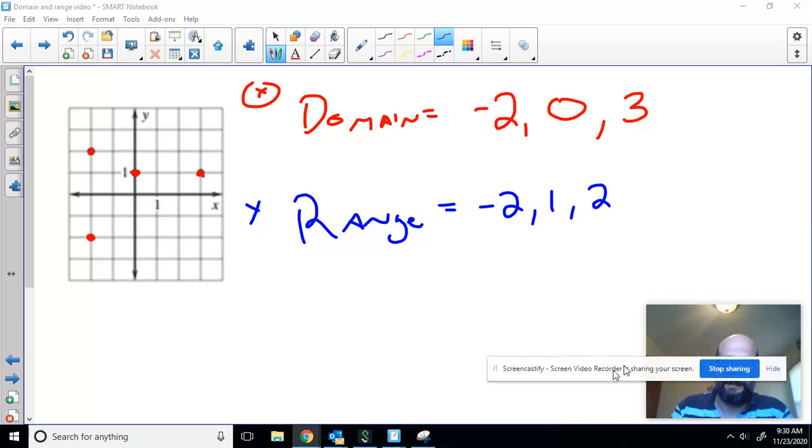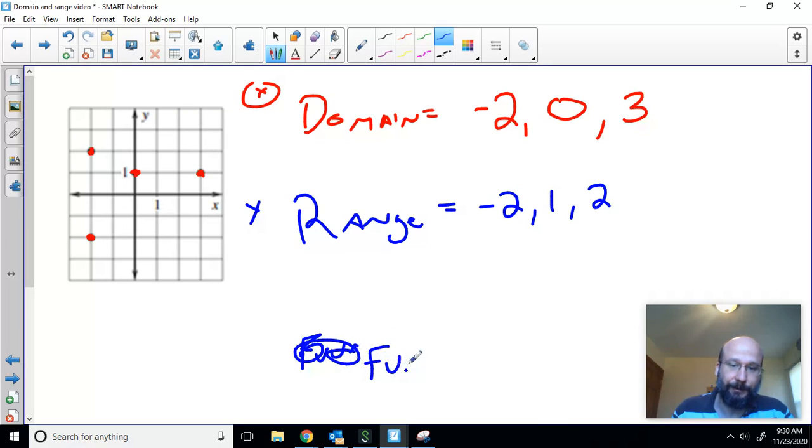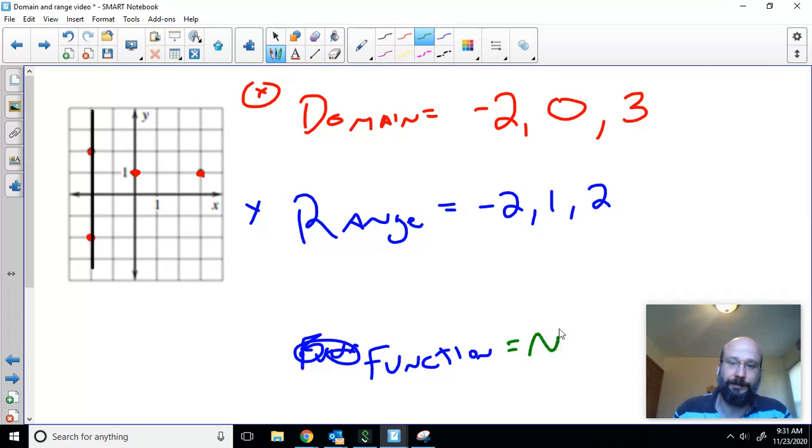Additionally, as a little review on the function, remember a function, it's a function if the x value does not repeat. With a graph, you can do a vertical line test, and if it crosses 2 points, then it is not a function. And if we drew a vertical line here, you can see how it crosses these 2 points, so we know it's not a function. So this one would not be a function.